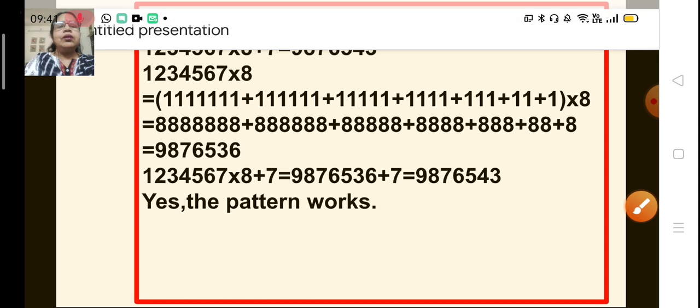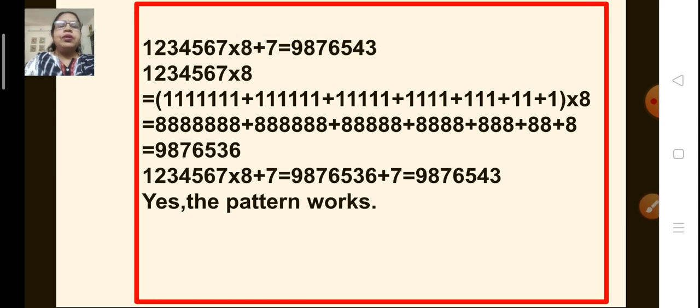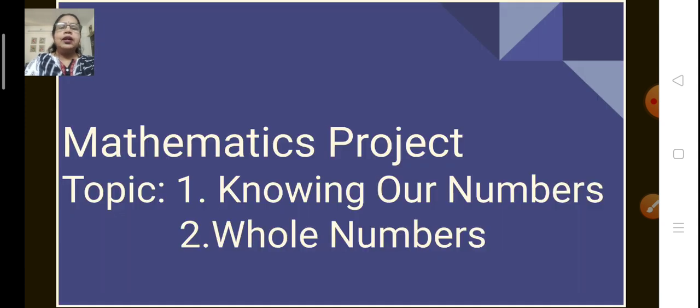Yes, this pattern works. So, children, with this question we come to the end of exercise 2.3. Let us discuss the mathematics project that you are going to do during your summer break.